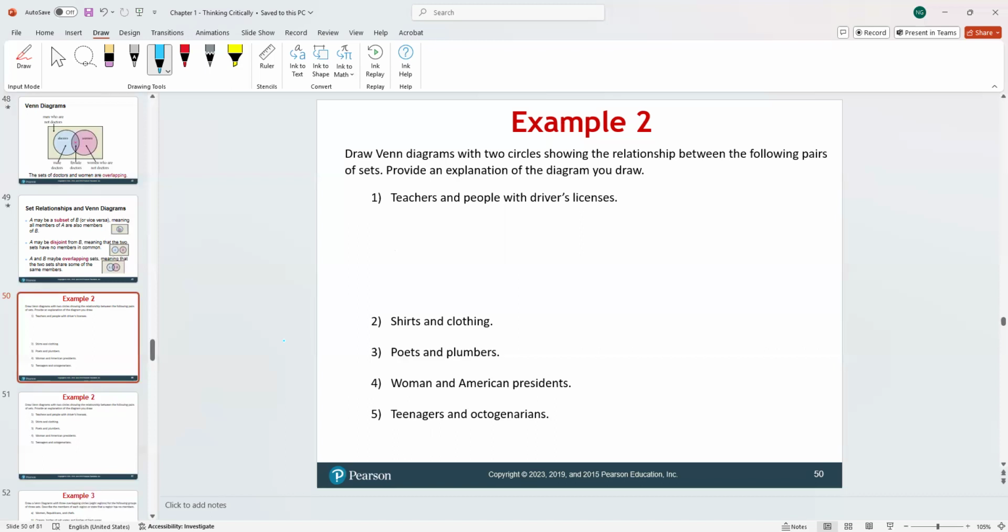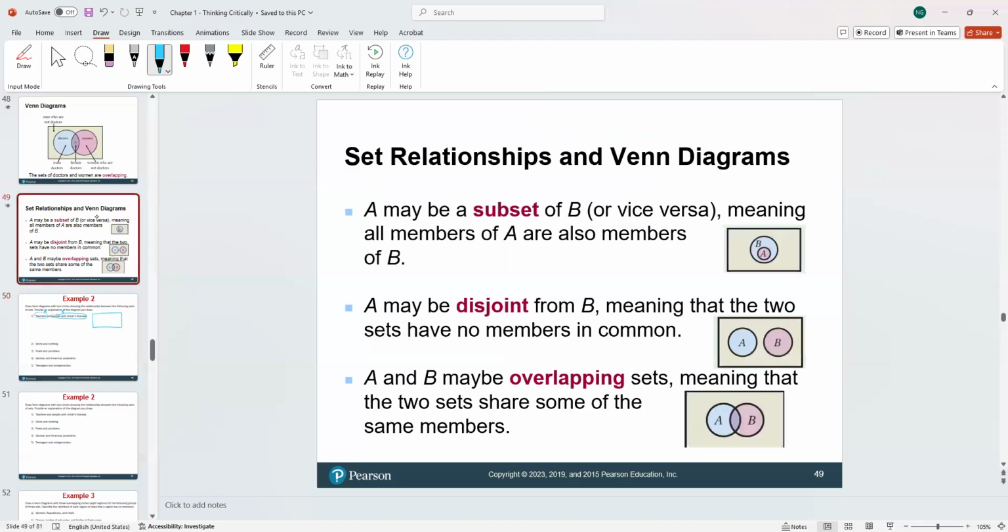So here they said, for me, teachers and people with a driver's license. Because some teachers have a driver's license, do you think they're going to overlap or not? We have two sets: teachers, which we can call A, and people with a driver's license, which we'll call B. Would they be subsets, disjoint, or overlapping?